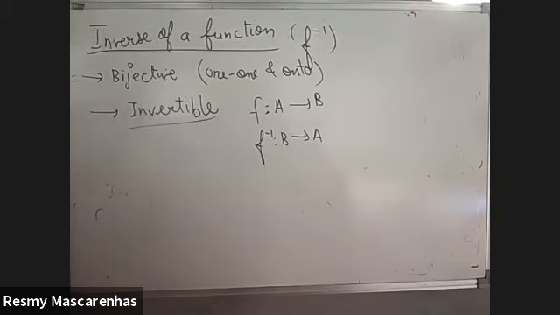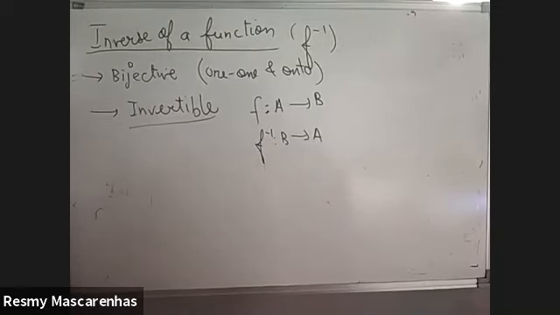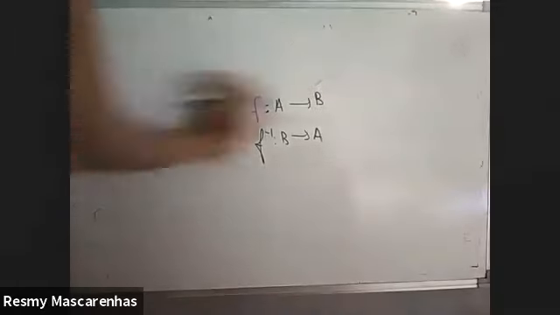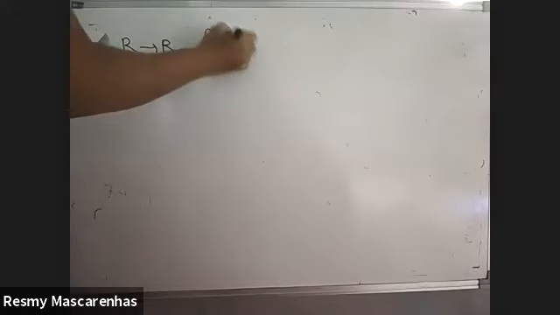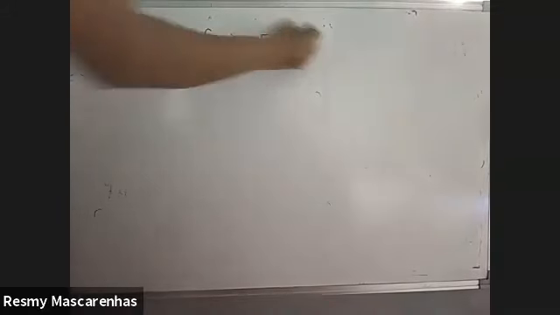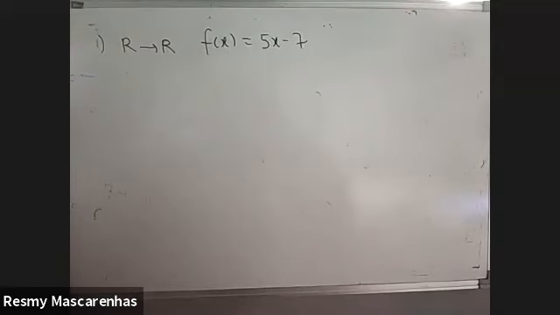The question is, for the following functions R to R, real to real, defined by f of x, show that f is bijective. Hence we have to find the inverse of the function. First we have to prove that it is bijective, and then find its inverse. So first question, R to R, f of x is 5x minus 7.